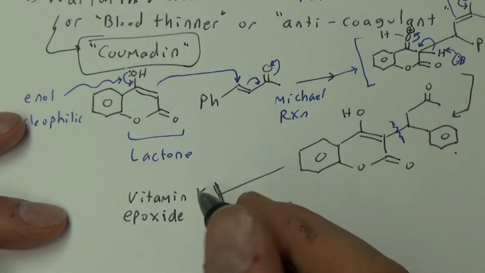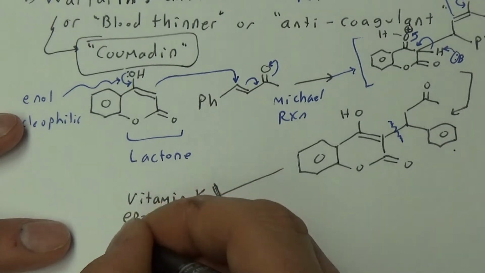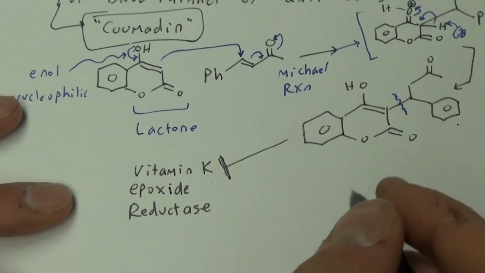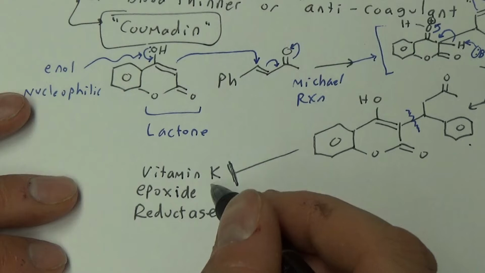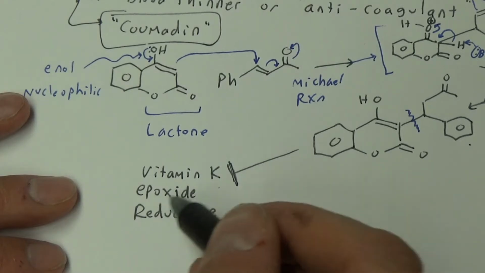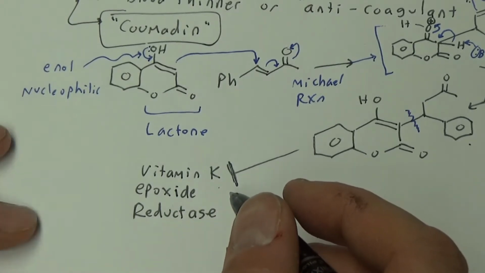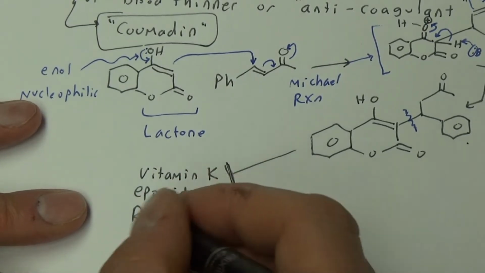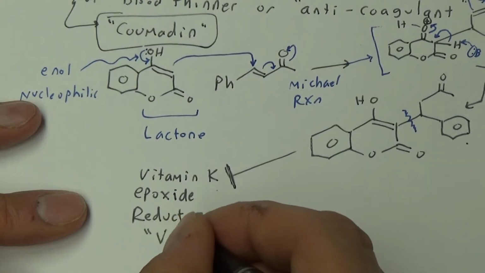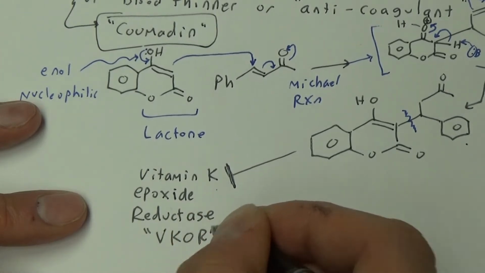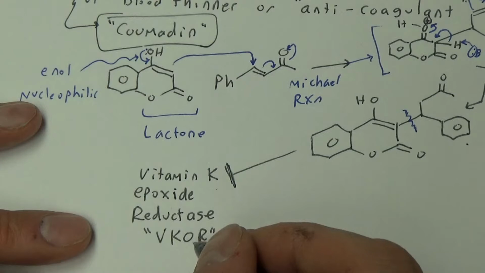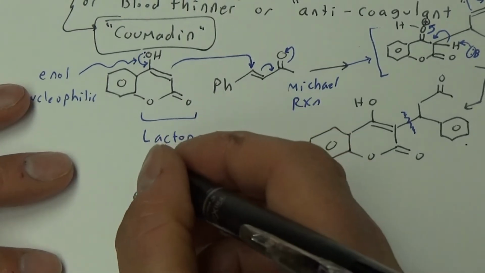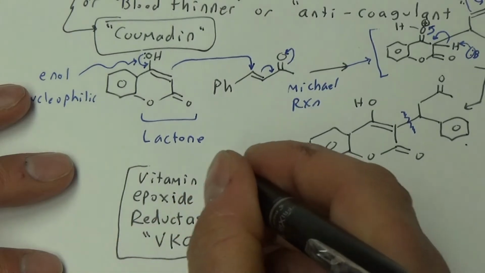Vitamin K epoxide reductase. What does a reductase do? It reduces things. So basically what this does is it's going to reduce an epoxide. Okay. This enzyme is called VKOR. I'm not exactly sure what the O stands for, but that's okay. So what does the enzyme do?